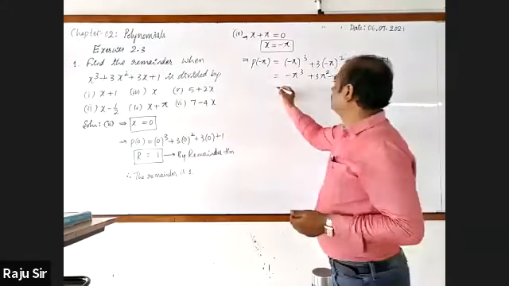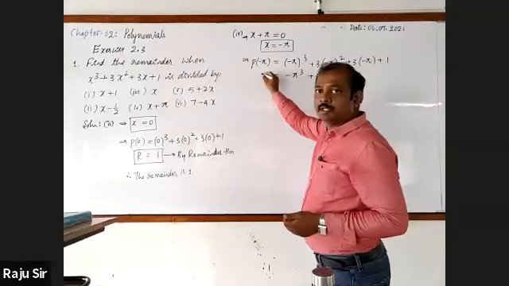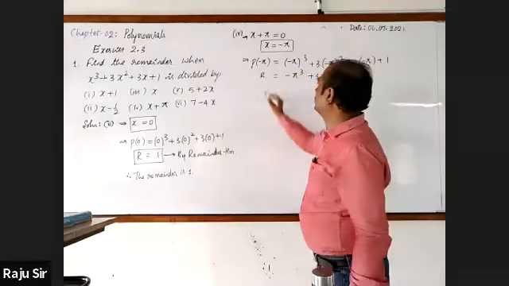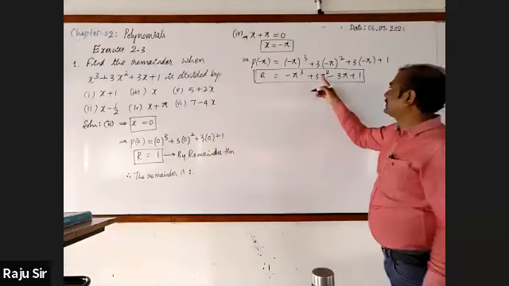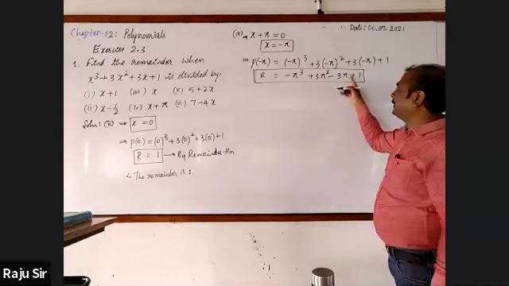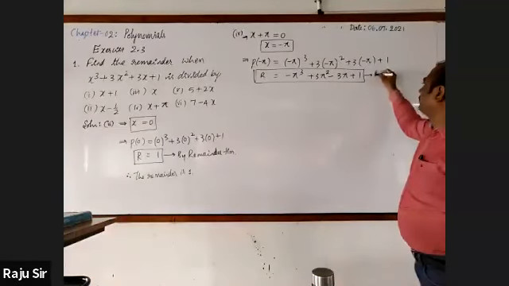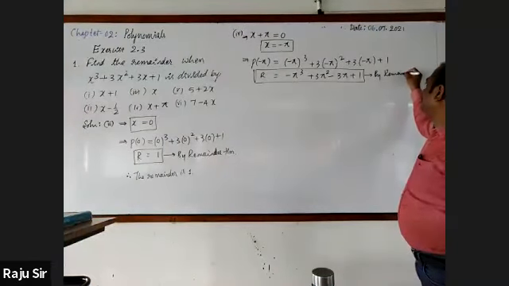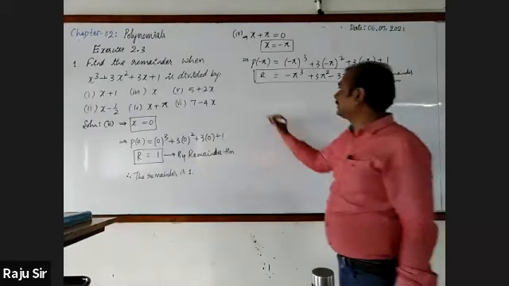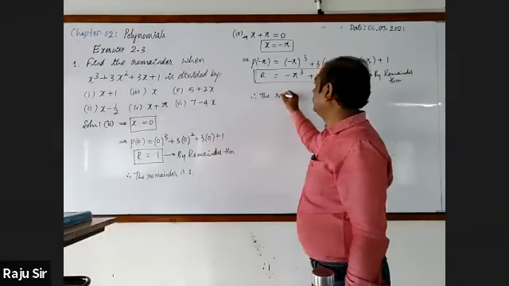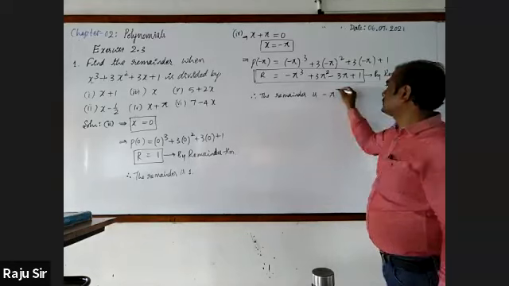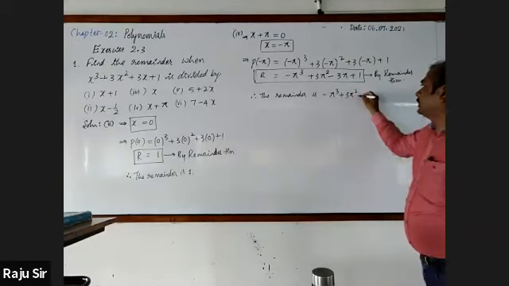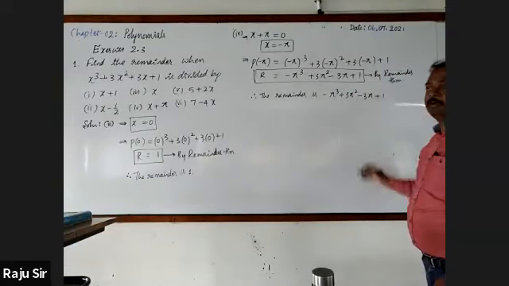Sir, cancellation. Yes, any doubt? No, sir. R equal to minus pi cube plus 3 pi square minus 3 pi plus 1. It is by remainder theorem. You may write the conclusion. Therefore, the remainder is minus pi cube plus 3 pi square minus 3 pi plus 1.